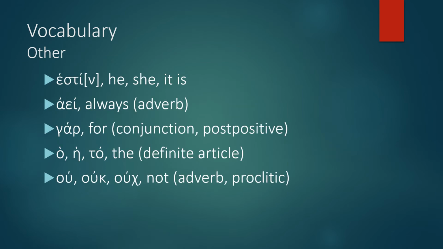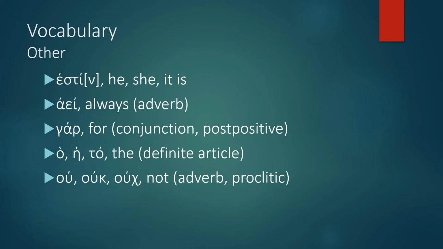Here are some other words. There's este or estin, and you use este when the next word doesn't start with a vowel, and use estin when the next word does start with a vowel, or when estin is ending a sentence, kind of like a versus an in English. And this is the singular for is. He, she, it is, namely third person singular.